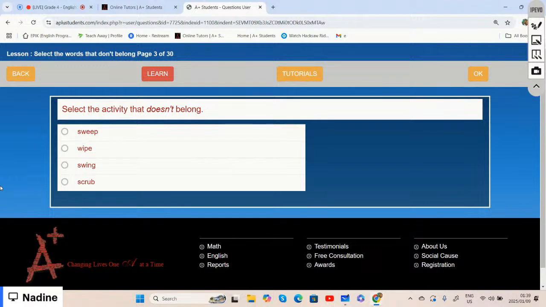All right. If we were to choose the correct option, look at it again. Look at the activities that you would do at home. You sweep, you wipe, swing, scrub. What is the activity that doesn't belong? It has nothing to do with the other three.